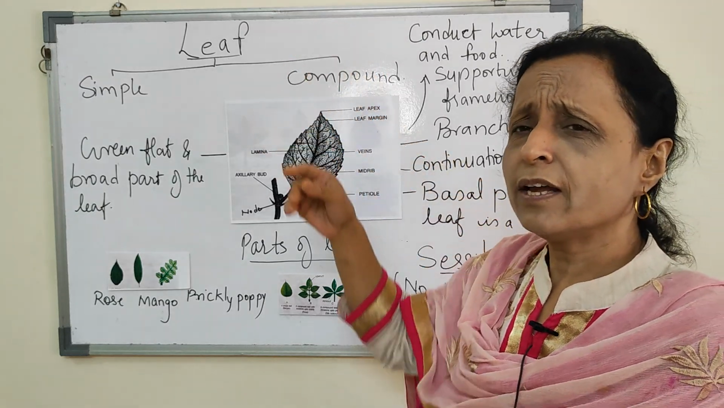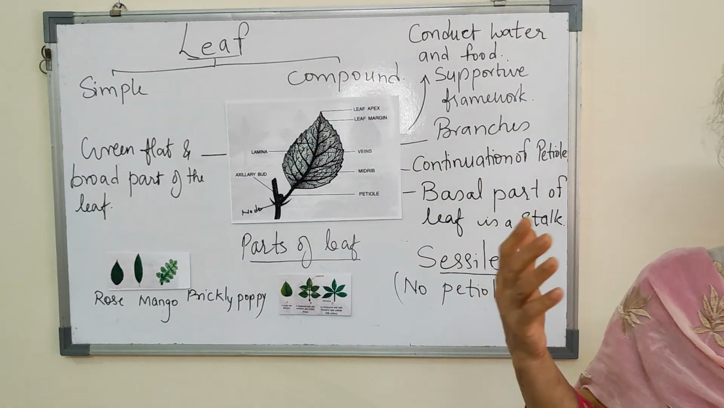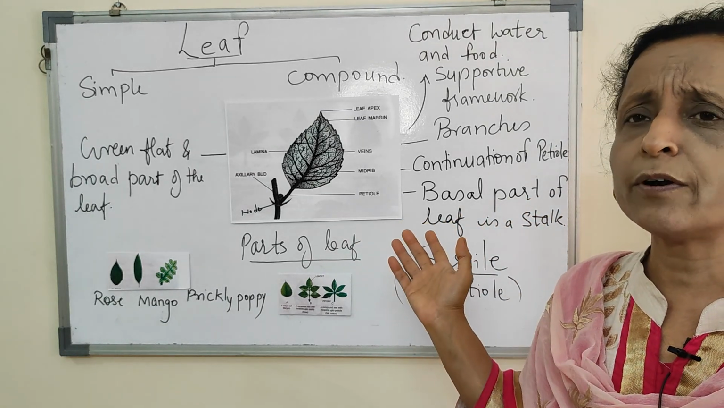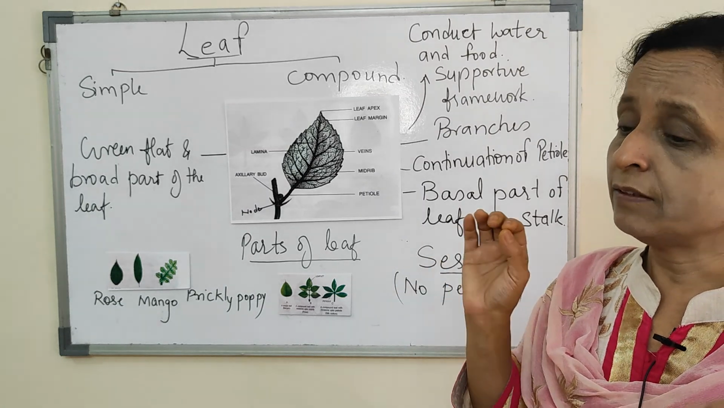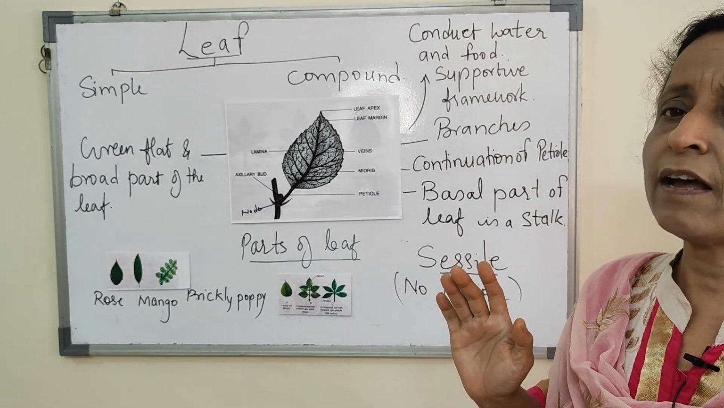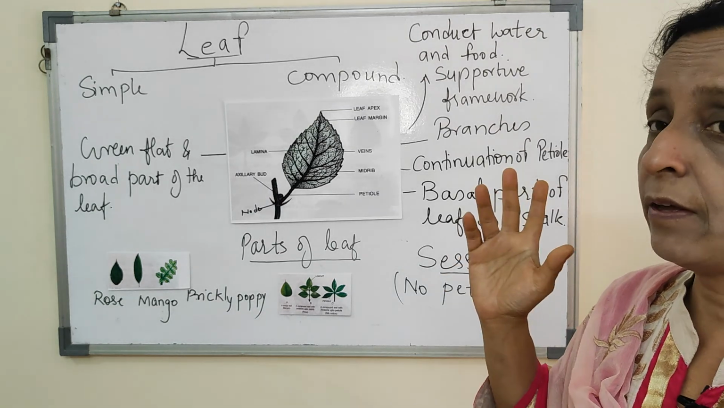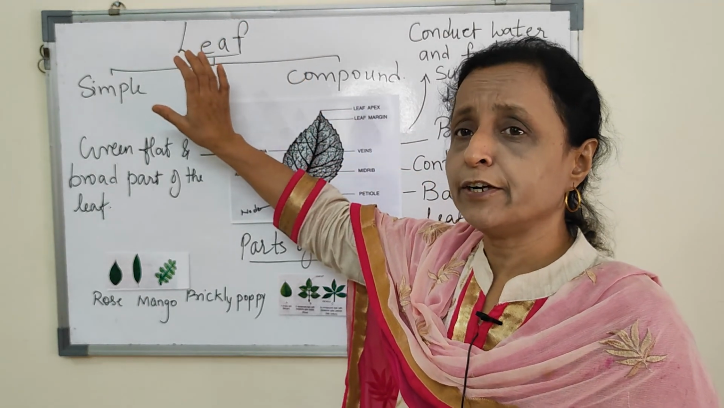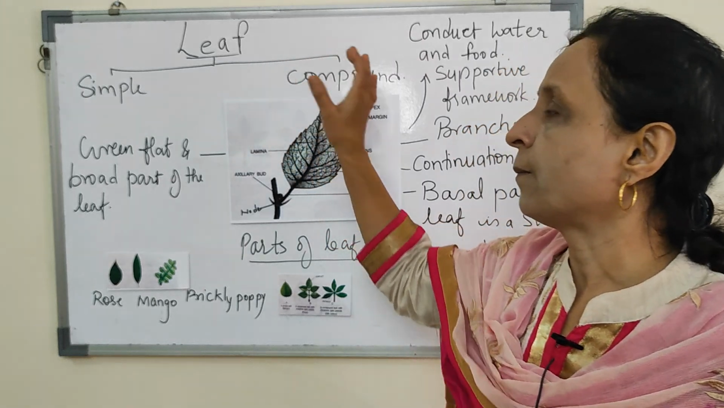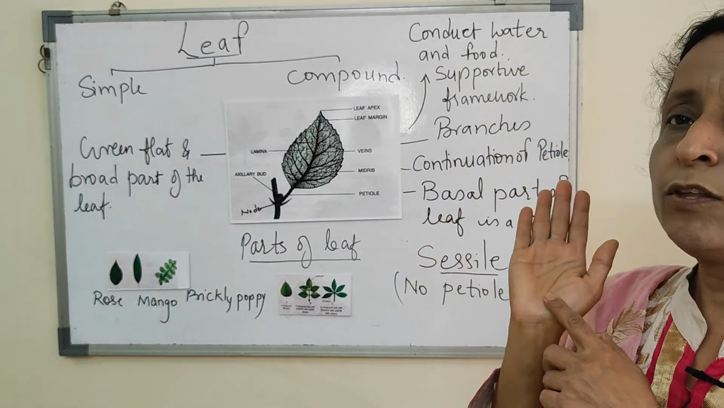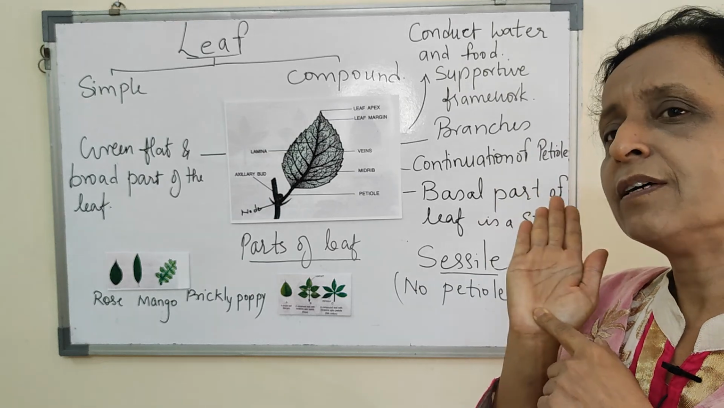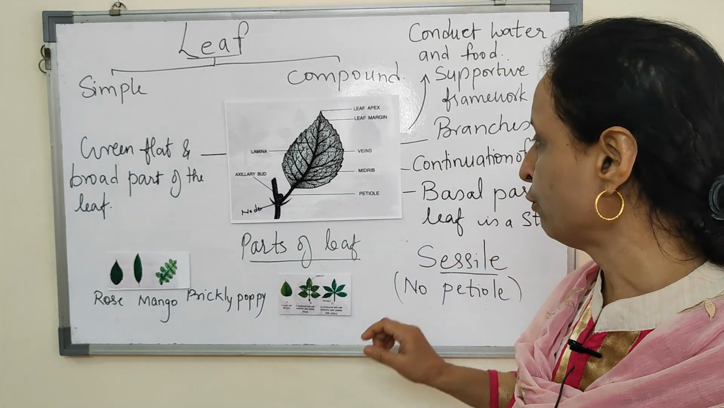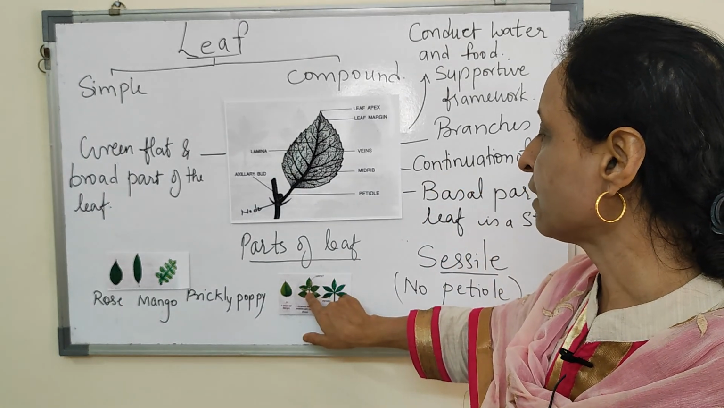Now you can classify leaf into many types. If you just look outside, you will find a number of leaves, a number of modifications. Ultimately the function remains the same, that is photosynthesis, that is preparing food. Now leaf can be classified into simple and compound. Simple, when you have one leaf, it's a simple leaf. But if this leaf is divided into smaller leaves, it is known as compound leaves.